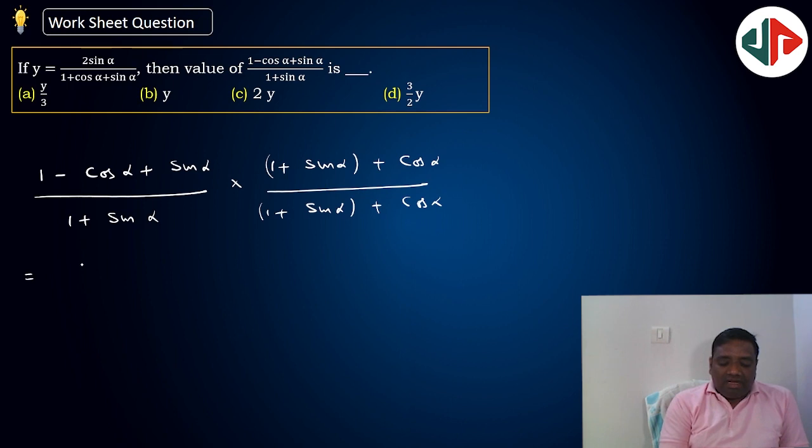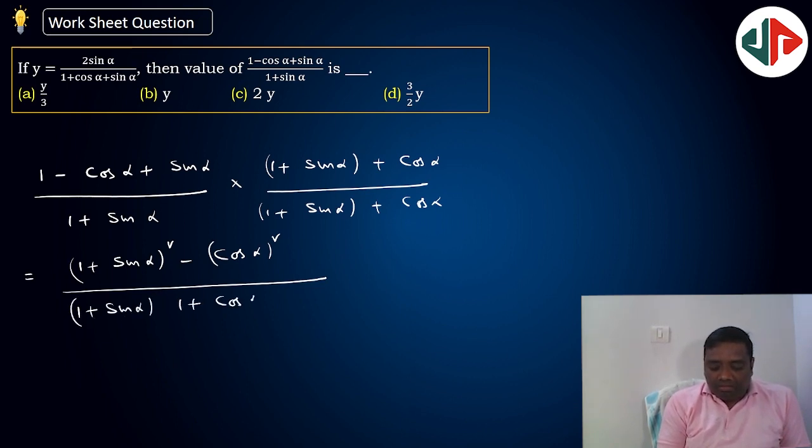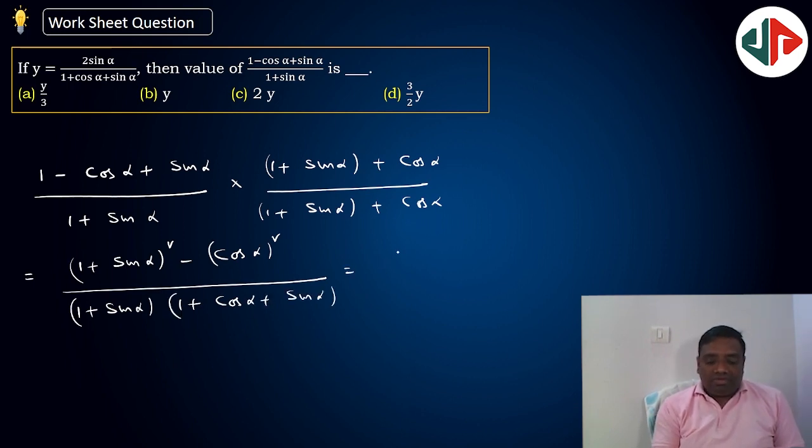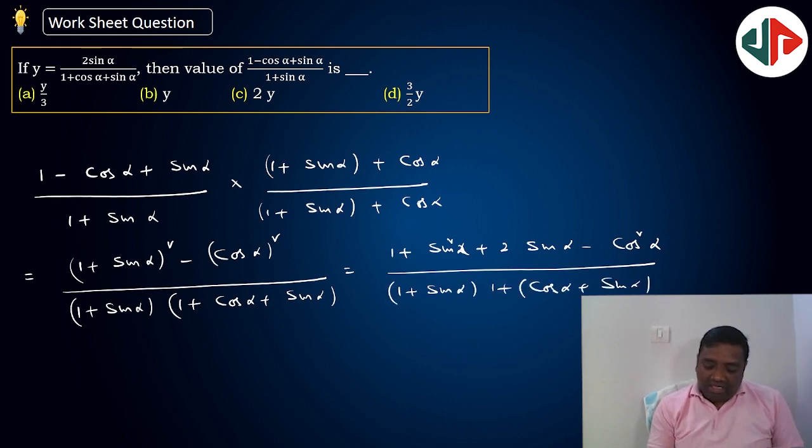Then if you simplify this value, it becomes 1 plus sin alpha whole square minus cos alpha whole square, and the denominator we maintain as it is, that is 1 plus sin alpha into 1 plus cos alpha plus sin alpha. Now if you simplify, it is 1 plus sin square alpha plus 2 sin alpha minus cos square alpha by 1 plus sin alpha into 1 plus cos alpha plus sin alpha.